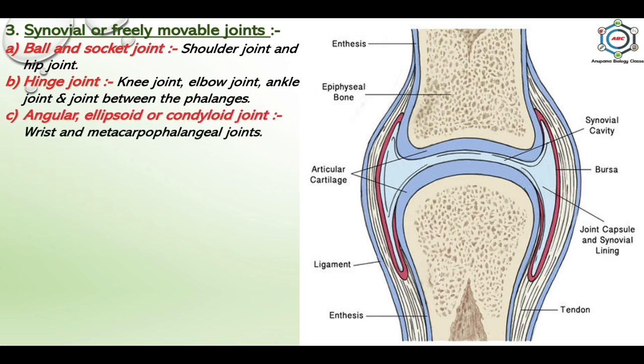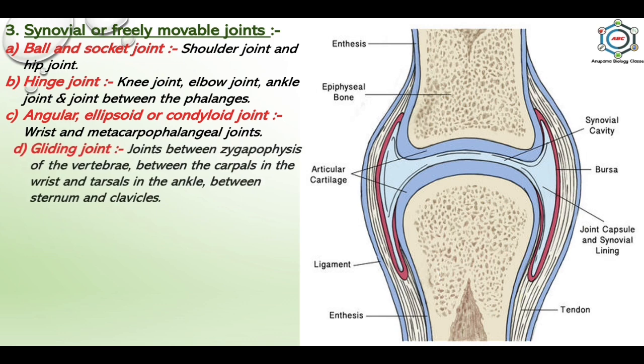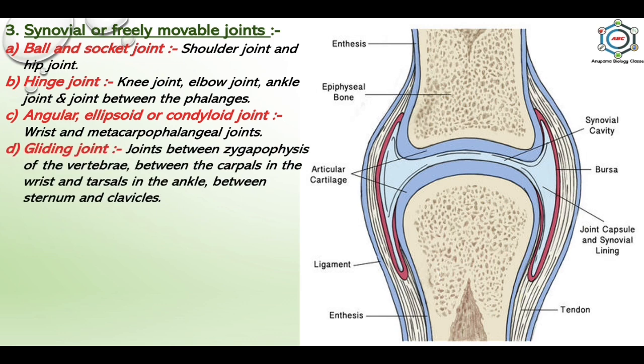Then the angular, ellipsoid, or condyloid joint. The wrist and metacarpophalangeal joints are known as this. Gliding joints are the joints between the zygapophyses of the vertebrae, between the carpals in the wrist and tarsals in the ankle, and between the sternum and clavicles.